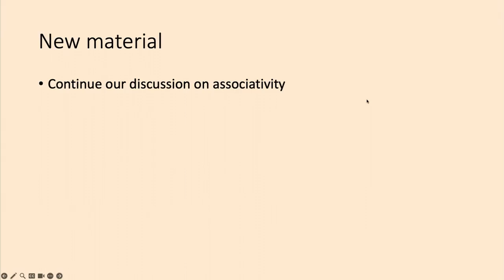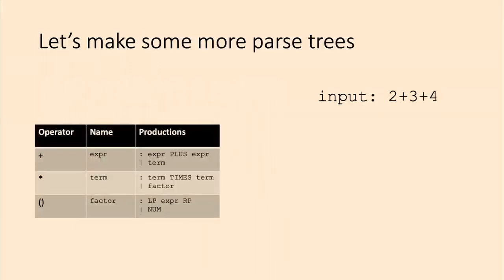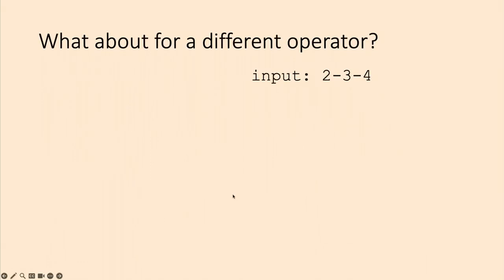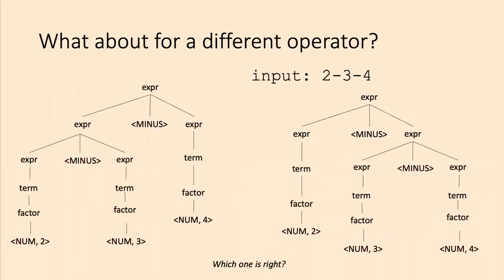Last time we talked about another source of ambiguity called associativity. If you have 2 plus 3 plus 4, and our simple grammar like this that takes care of plus and multiplication, we saw that this was still ambiguous because we could get 2 parse trees for the same input. While it didn't seem to matter that much for addition, it does matter for things like subtraction, because if you evaluate them, you get different answers.